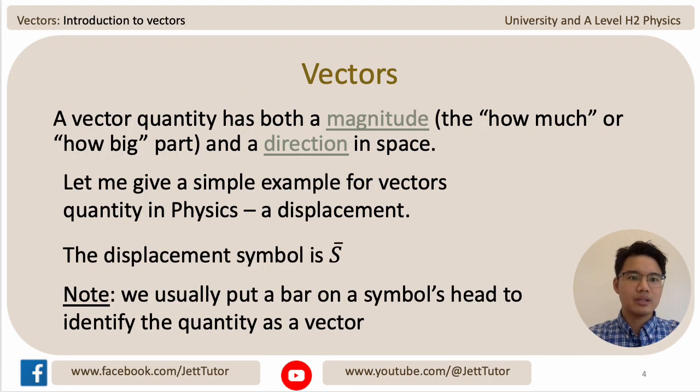A vector quantity has both a magnitude, the how much or how big part, and a direction in space. Let me give an example of a vector quantity in physics, a displacement. The displacement symbol is S bar. Note, we usually put a bar on a symbol's head to identify the quantity as a vector.